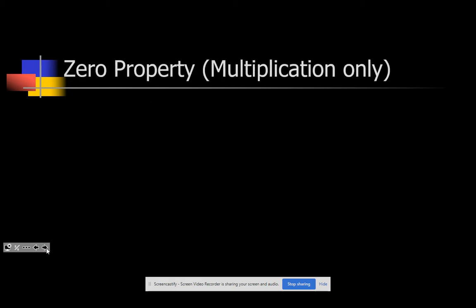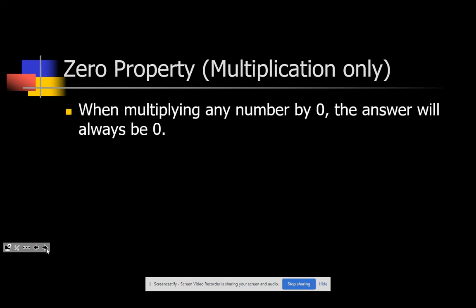Finally, the last property that we're going to discuss is the zero property, and this is only for multiplication. This is something that has probably been drilled into your head since you started learning multiplication. And that is, when any number is multiplied by zero, the answer will always be zero, no matter how big or small, variable or numerical. For example, 1,234,567 times 0 is equal to 0.